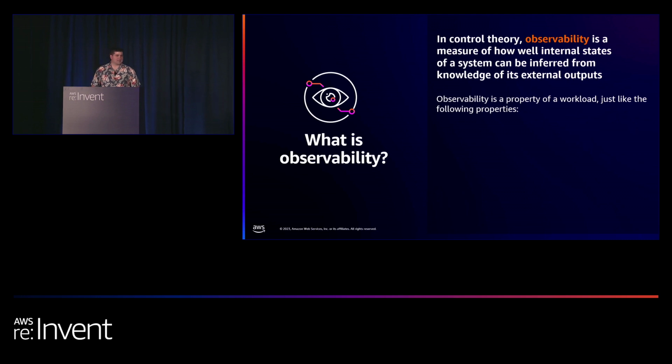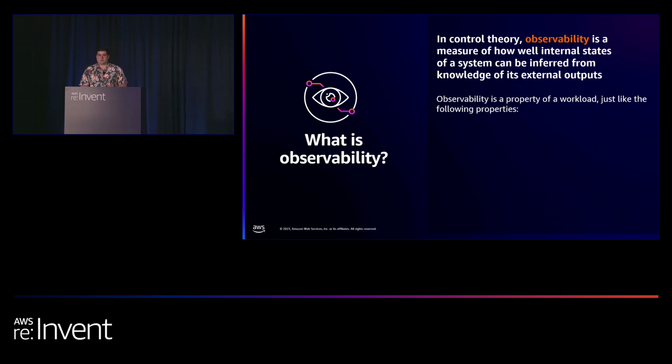Alrighty, so let's get some basic definitions out of the way. Let's talk about observability. Observability means a lot of things to a lot of different people. If you ask 10 people for a definition, you'll probably get 10 different answers. The reason I like this one is it's pretty grounded and down to earth. In control theory, observability is a measure of how well internal states of a system can be inferred from knowledge of its external outputs.